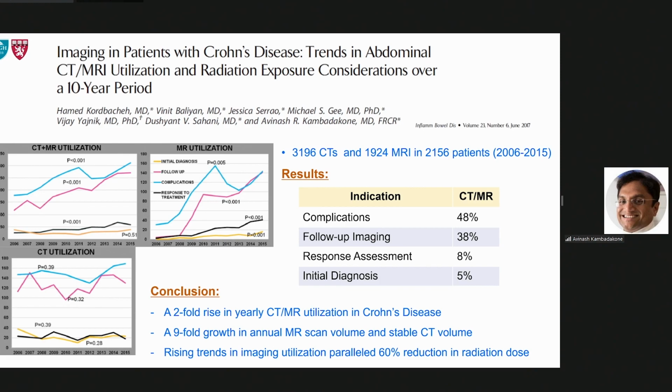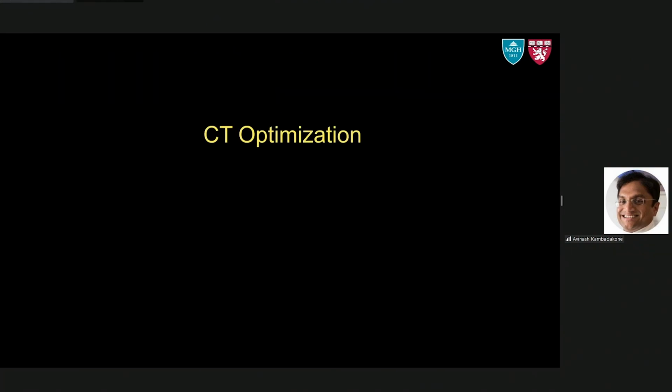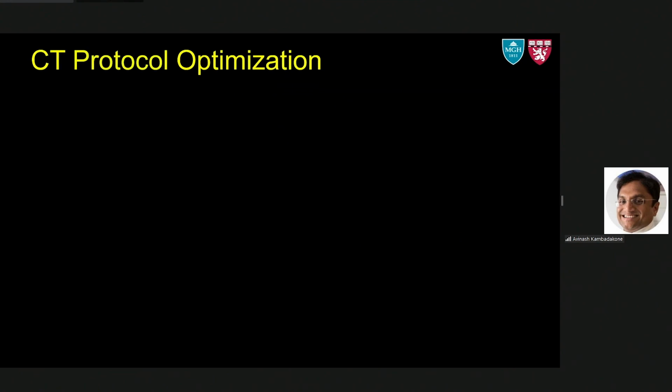Now let's look at the second pillar of radiation dose reduction, that is optimization of CT protocols. Once it is decided that CT is the most appropriate imaging technique, it is now important to optimize the protocol.